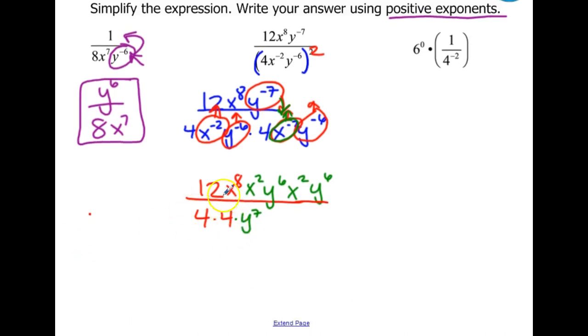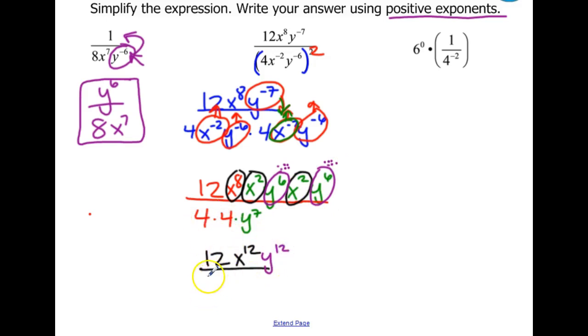So I'm going to simplify my x's and my y's on the top and the bottom. On the top I have a 12, and then I have 8 x's here, plus 2 more gives me 10. Another 2 more gives me 12 x's, so x to the 12th. We also have y's. I have 6 y's here, 1, 2, 3, 4, 5, 6, and 6 y's here, 1, 2, 3, 4, 5, 6. So a total of y to the 12th. On the bottom, 4 times 4, I'm just going to multiply and make 16. And then I have y to the 7th on the bottom.